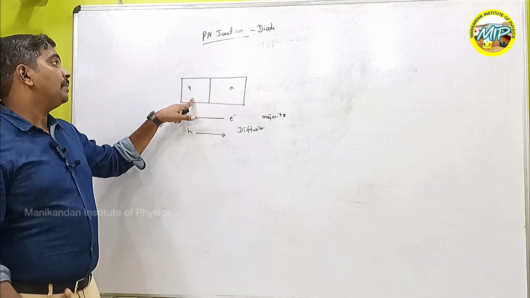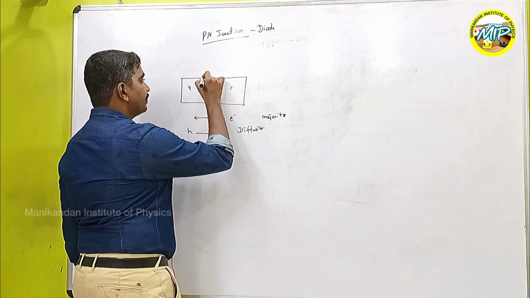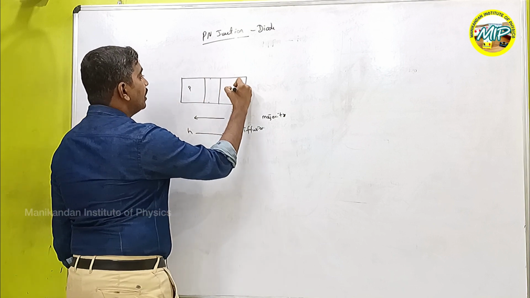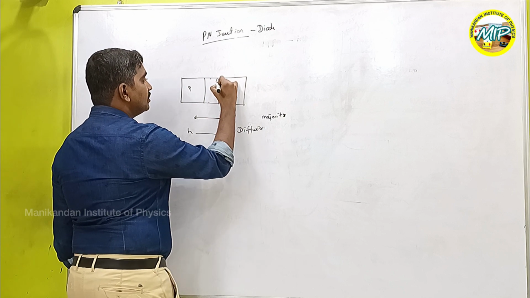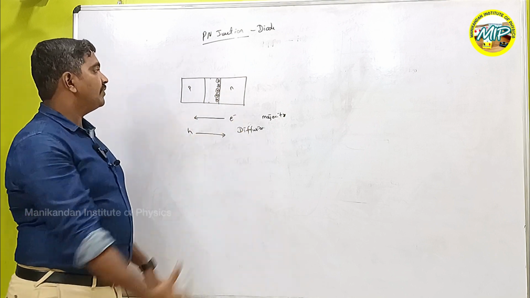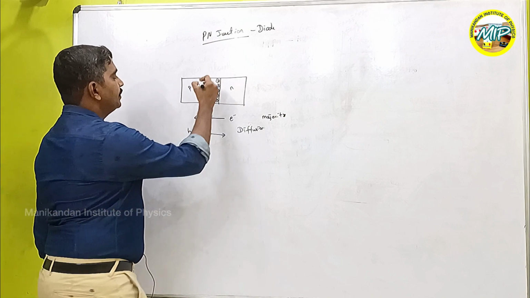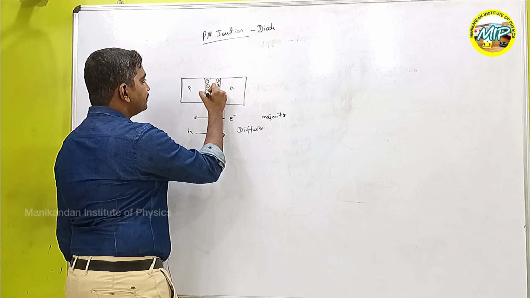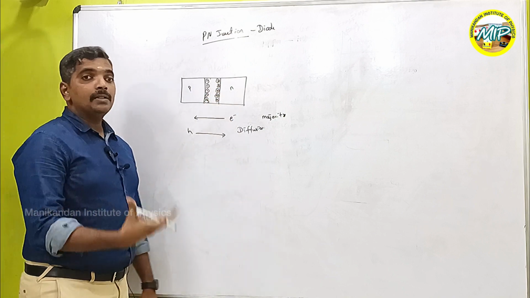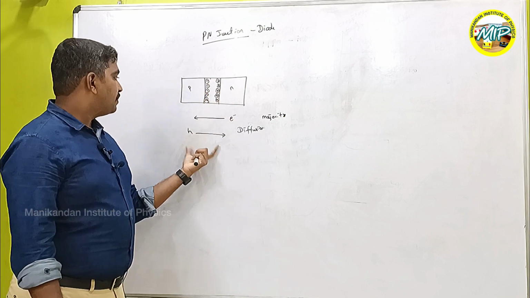So the number of electrons which will leave a positive charge here. If each electron moves from here to here, it leaves a positive ion here. So this is plus, plus, plus. When each hole moves from here to here, it leaves a negative ion here.